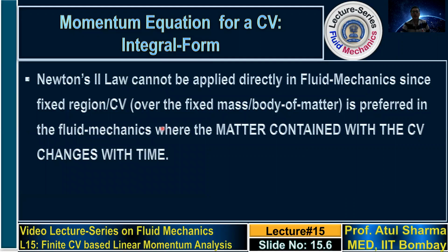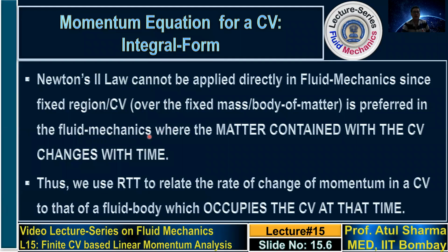So we need a certain transformation, and thus we use the Reynolds transport theorem, whose derivation I had shown in the previous lectures, which relates the rate of change of momentum in a control volume to that of a fluid body which occupies the control volume at that time. Note that when you take a control volume or a fixed region, the mass of the fluid occupying the control volume changes with respect to time. So this Reynolds transport theorem, for a particular time instant, relates the rate of change of momentum in a control volume to that of the fluid body which occupies the control volume at that time.